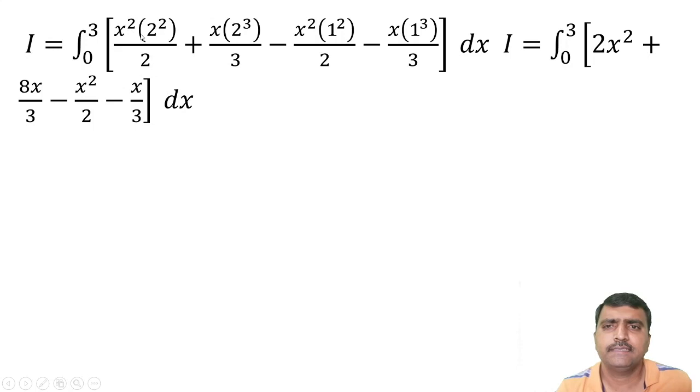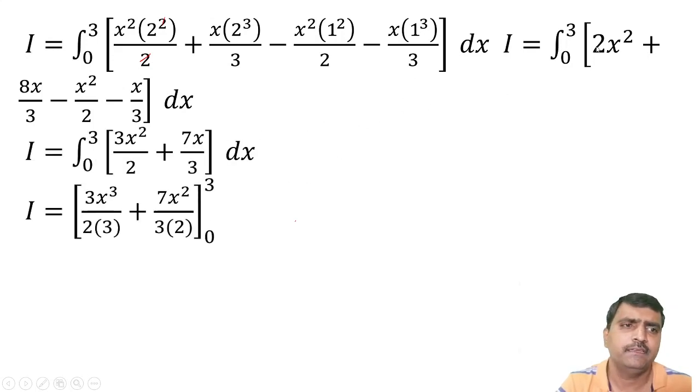Apply the limits. It gives x square into 2 square by 2 plus x into 2 cube by 3; lower limit is 1, so minus x square into 1 square by 2 minus x into 1 cube by 3. Its simplification gives I equal to integration from 0 to 3. One of the two cancels here: the 2 and 2 cancel, so remaining is 2x square. Plus 2 cube is 8, so the second term is 8x divided by 3. Third term is x square by 2, and fourth term is x by 3.